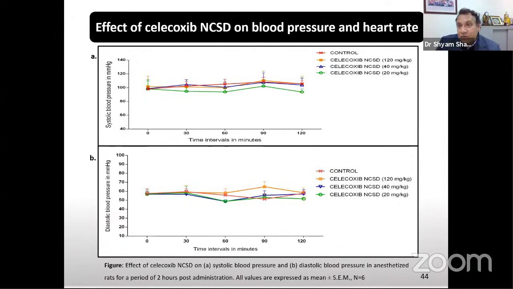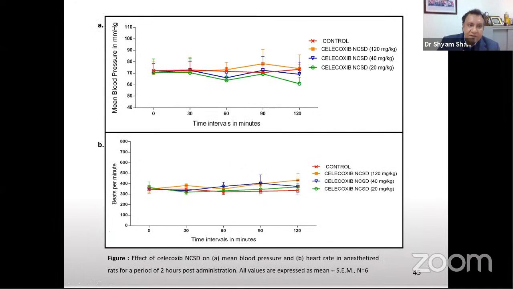They made this celecoxib formulation as well as the curcumin formulation for investigation of safety pharmacology, and we conducted all those safety studies. With the celecoxib formulation given at 20, 40, and 120 mg per kg, we did not find much effect on blood pressure and heart rate. You can see the mean arterial blood pressure and the heart rate did not change, and that's why we always have to be certain of that.